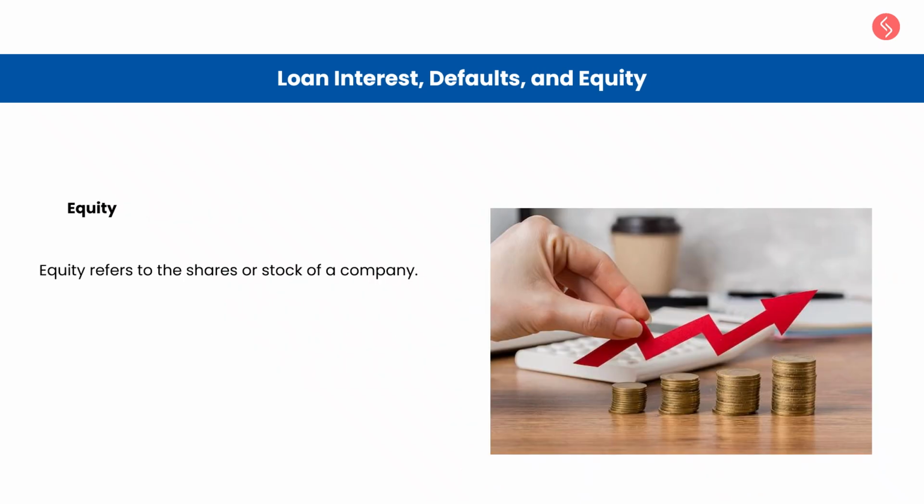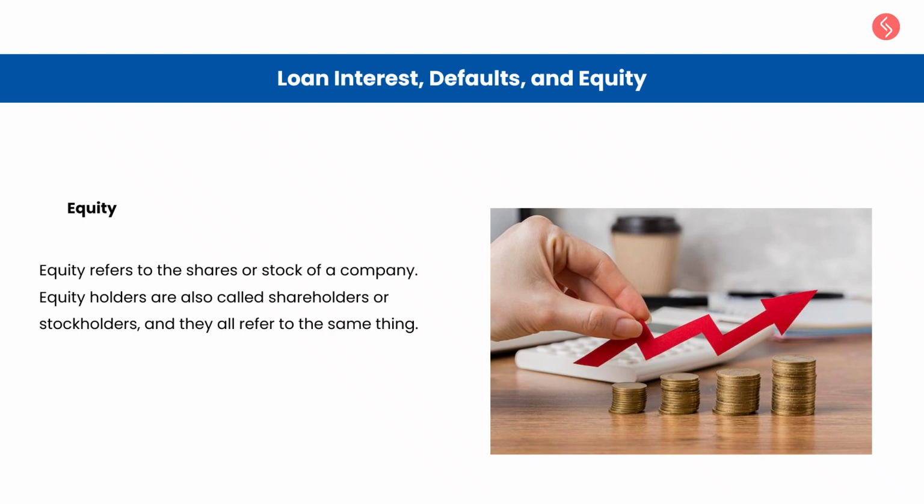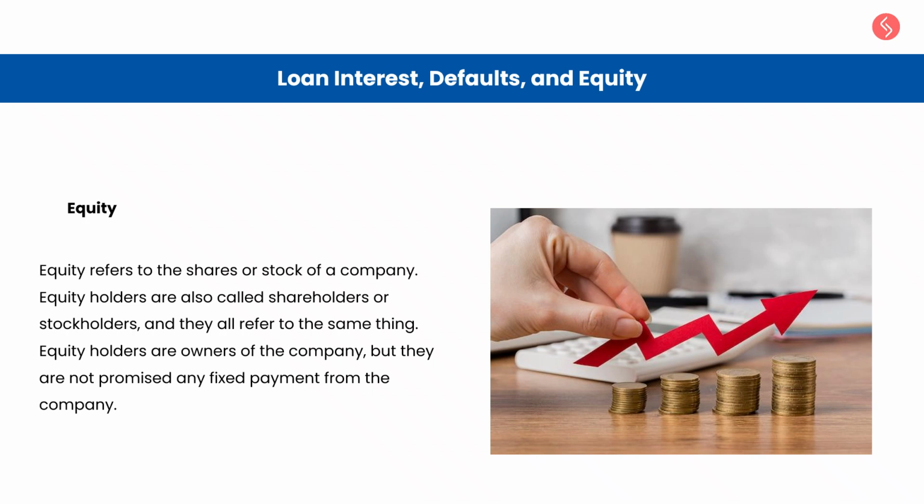Equity refers to the shares or stock of a company. Equity holders are also called shareholders or stockholders, and they all refer to the same thing. Equity holders are owners of the company, but they're not promised any fixed payment from the company.